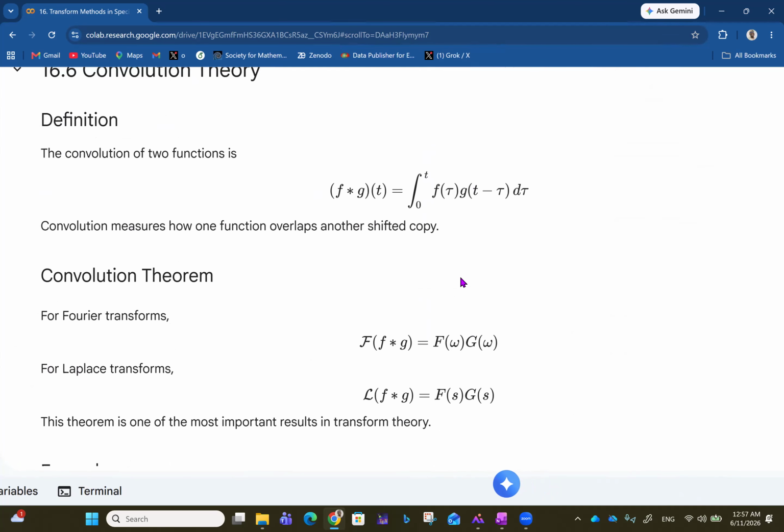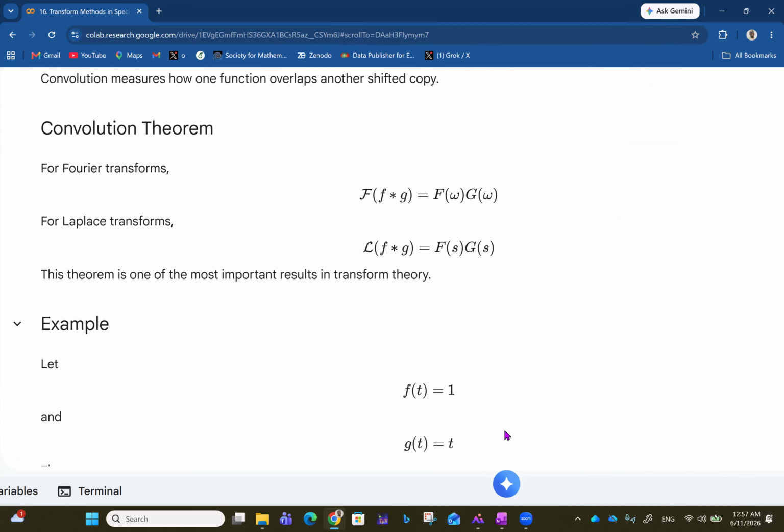So the convolution theorem then, for Fourier transforms, you have the Fourier transform of f convoluted with g is f of omega times g of omega. Then for Laplace transforms, the Laplace transform of the convolution of f and g is f of s times g of s, also in the sense of Laplace. So this theorem is one of the most important results in transform theory.